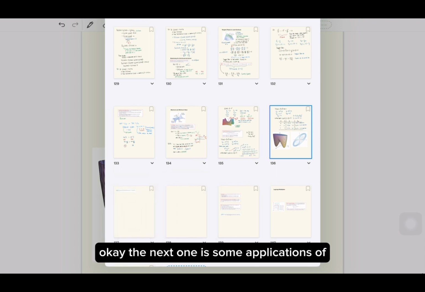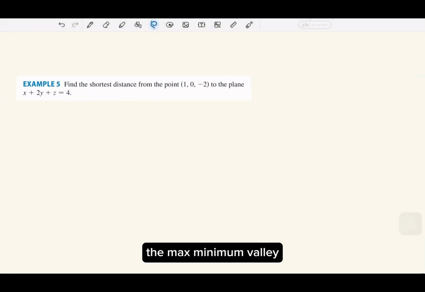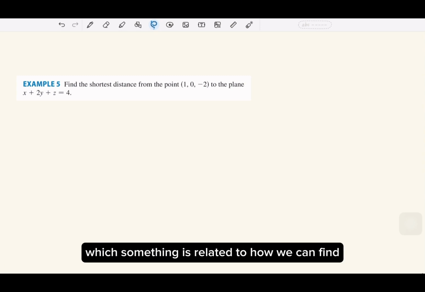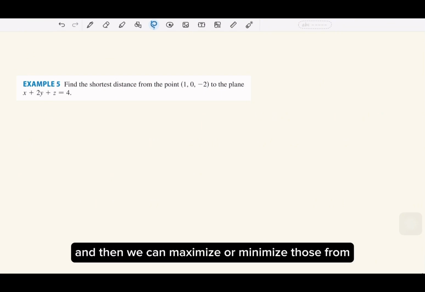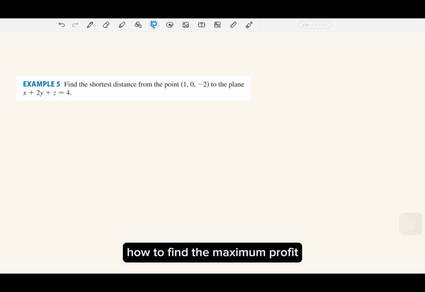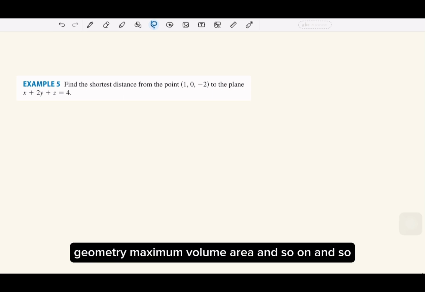Okay, the next one is some applications of the max and min values, which sometimes relates to how we can find optimization. Like in calculus 1, we have optimization. We have some formula, a relation as a function, and then we can maximize or minimize those formulas. For example, how to find the maximum profit, or maybe in geometry, maximum volume, area, and so on and so forth.